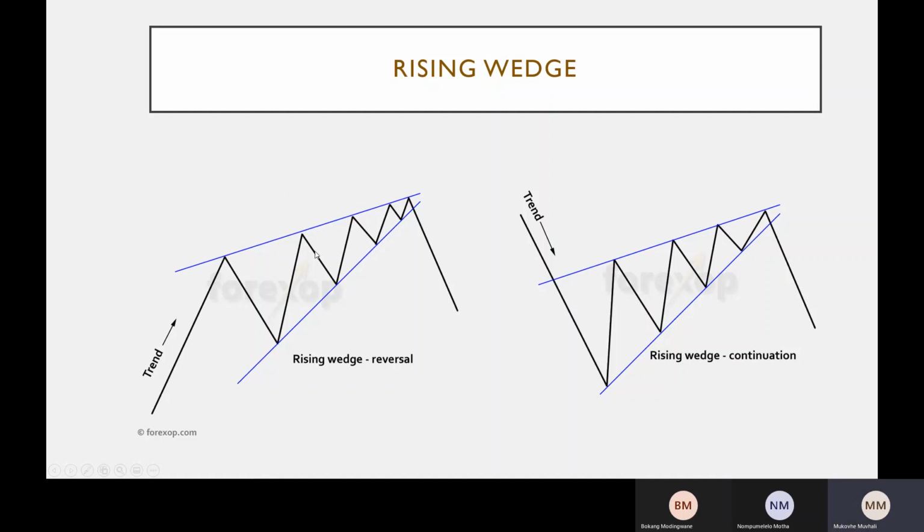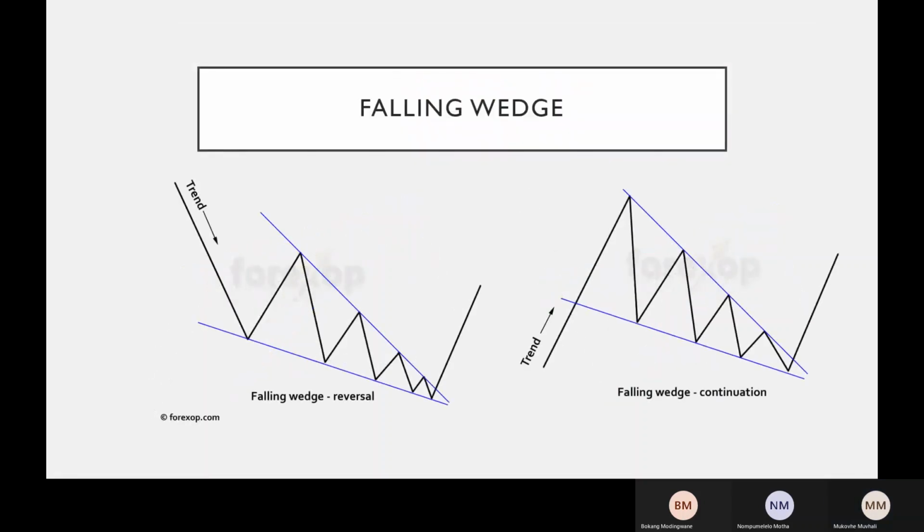Okay, so that's the rising wedge for reversal. You had an upward trend and then it reverses the trend. It's no longer going upward. And then you have your trend continuation rising wedge. It was a downtrend, and then you have your rising wedge, and then it starts trending downwards. And then now you have your falling wedge.